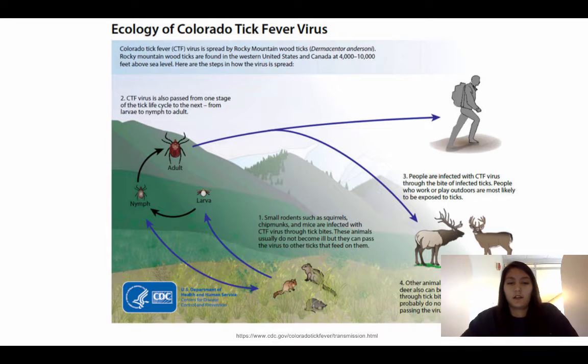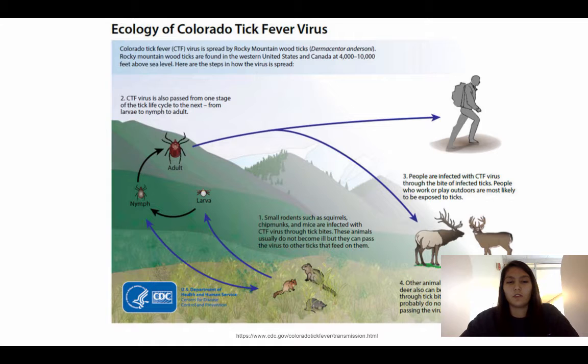So with the ticks, how it's transmitted, the larvae and nymphs, they prefer smaller hosts. So they'll feed on small rodents like squirrels, chipmunks, stuff like that. And if they feed on an infected one, then they'll carry the virus. And then once they reach adulthood, they see a tasty human running by, and they bite the human. That's how it's transmitted to the human from an infected adult tick.